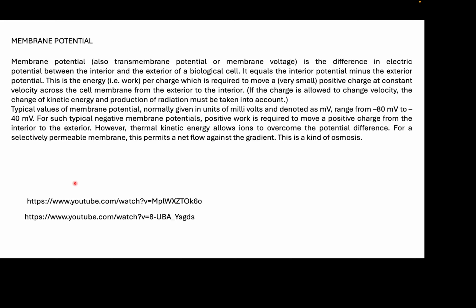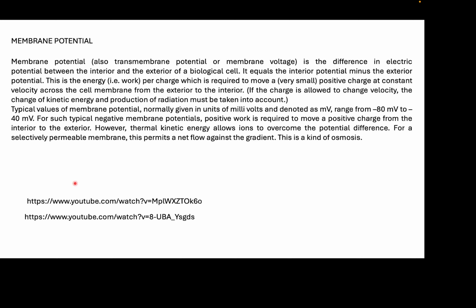Okay, so membrane potential, also transmembrane potential or membrane voltage, is the difference in electric potential between the interior and the exterior of a biological cell. It equals the interior potential minus the exterior potential. Okay, so the potential will be measured from inside to outside. This is the energy, that is work per charge, which is required to move a very small positive charge at constant velocity across the cell membrane from the exterior to the interior.